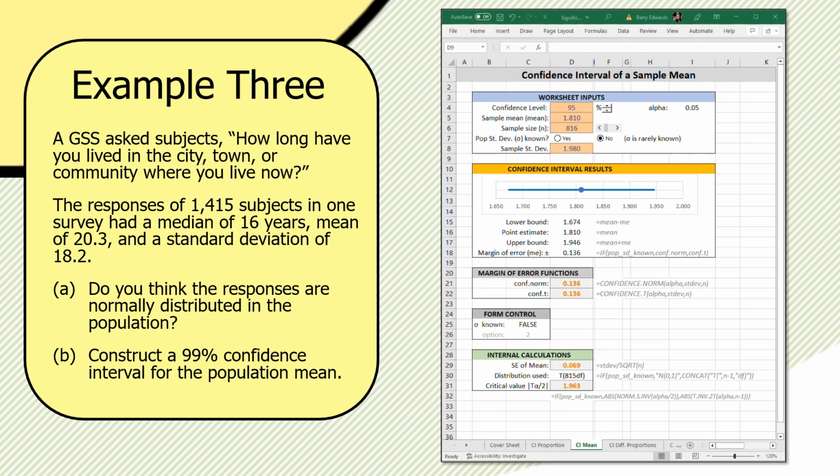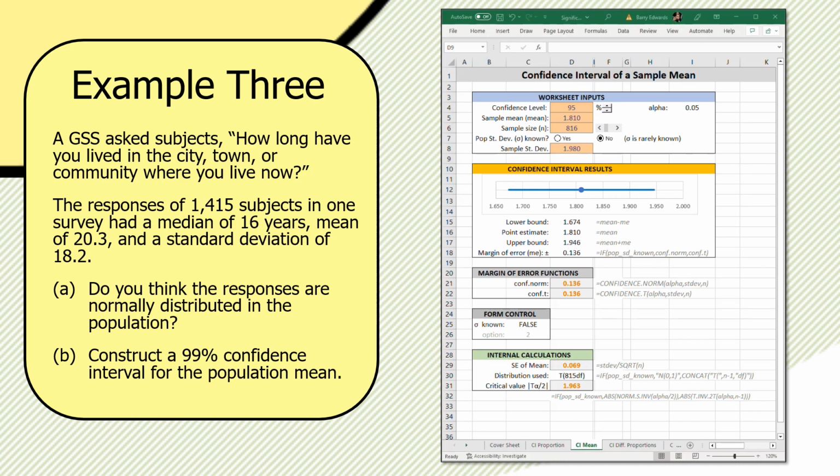Okay, one more example of confidence interval of a sample mean. This one reads, a GSS asks subjects, how long have you lived in the city, town, or community where you live now? The responses of 1,415 subjects in one survey had a median of 16 years, mean of 20.3, and standard deviation of 18.2. Got two subparts here. The first asks, do you think the responses are normally distributed in the population? This part doesn't require the worksheet.